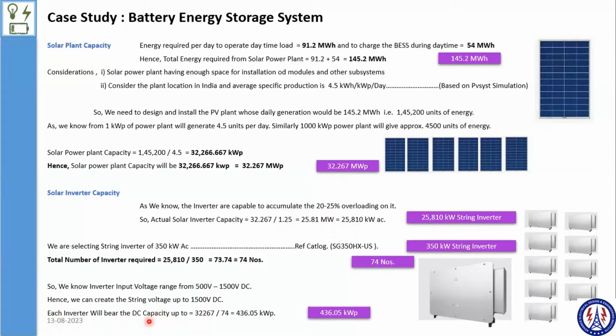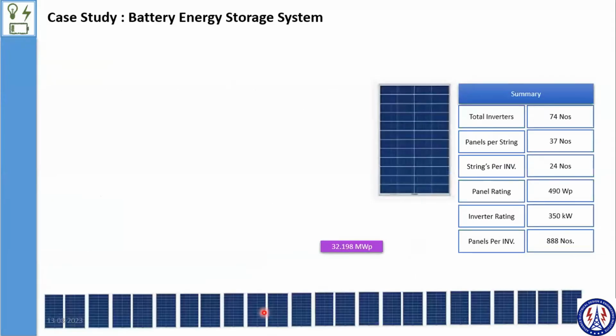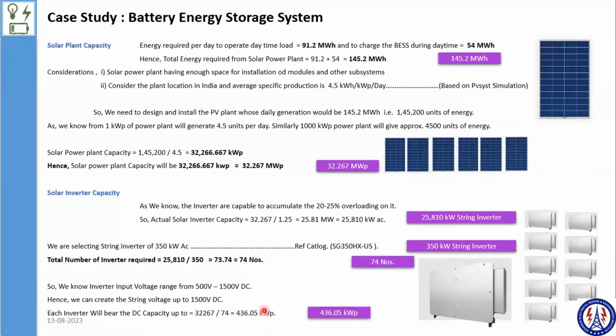So each inverter will bear the DC capacity of... I am just doing the reverse calculation now. This is my DC capacity, divided by the total number of inverters, which is 74, so every inverter is equalized on the capacity. Their rating is 350, and on each inverter I'm connecting 436.05 kilowatt. Correct? You got this number, 436.05?